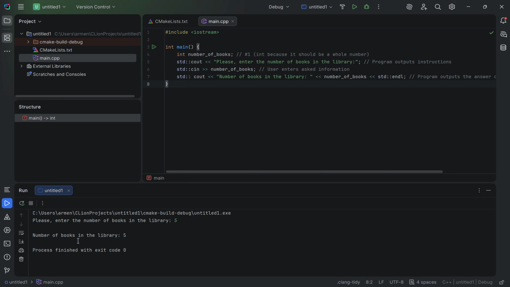And after that, our program is going to answer our question: number of books in the library are 5.